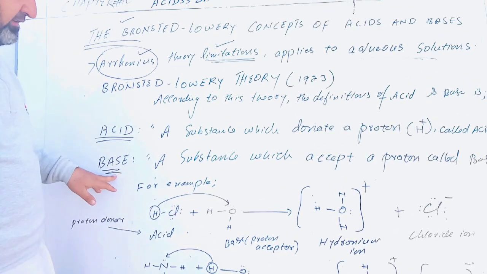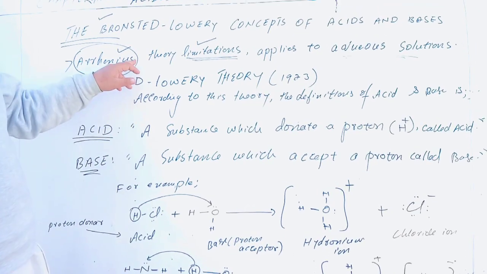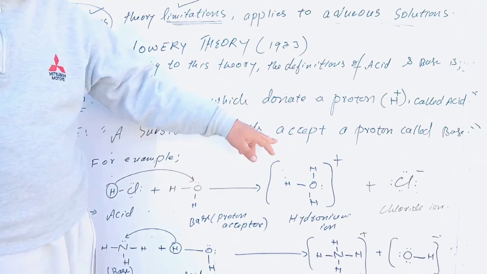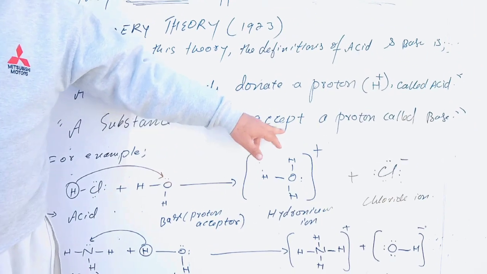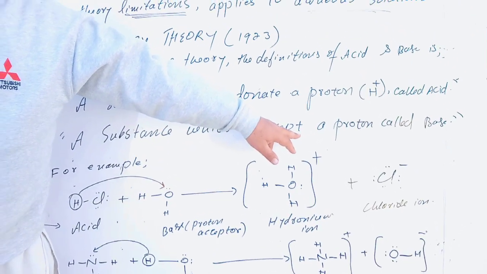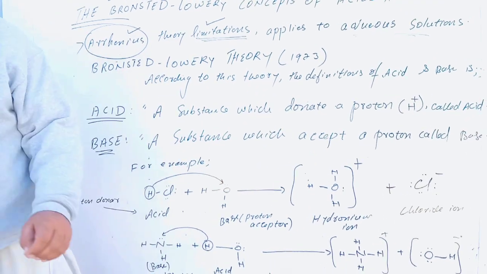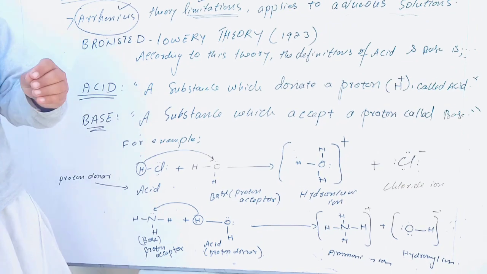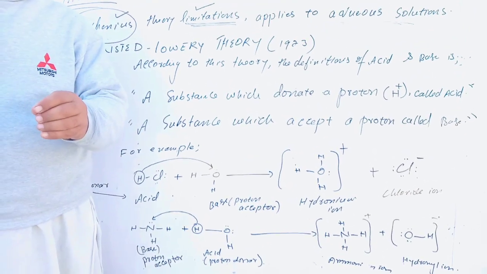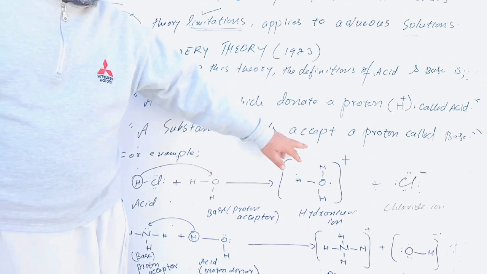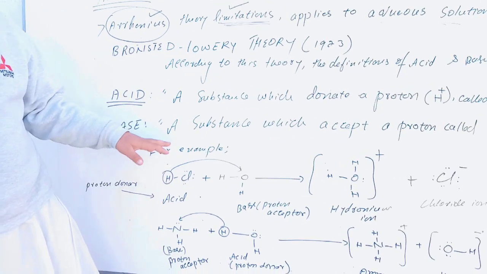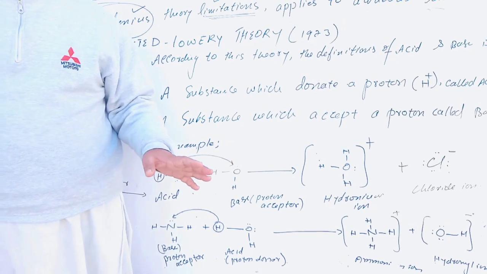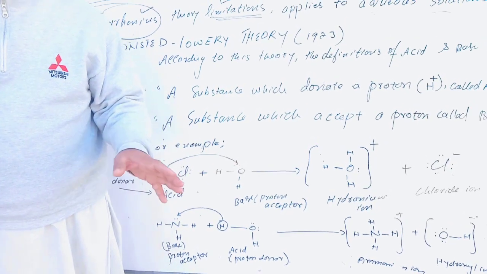And a base, according to the definition of Bronsted-Lowry, is a substance which accepts a proton. You can also define the base as a proton acceptor. The base is a proton acceptor.